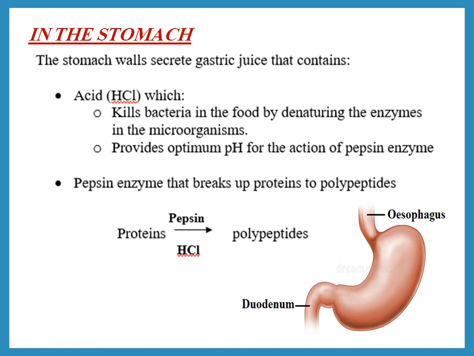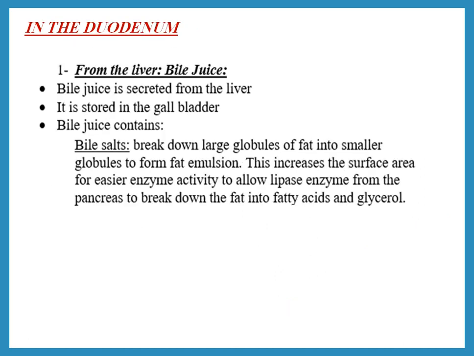You should know that proteins are long chains of amino acids. When the pepsin breaks them up, it breaks them into shorter chains of amino acids, which we call polypeptides. Then the food goes into the duodenum. Can you see the duodenum?